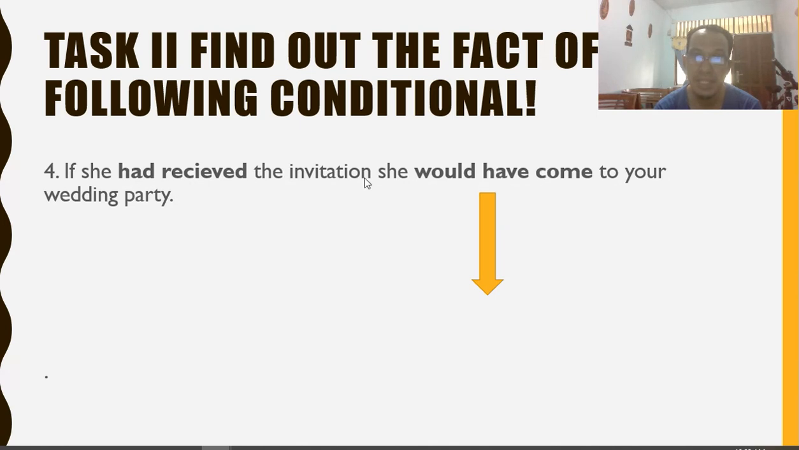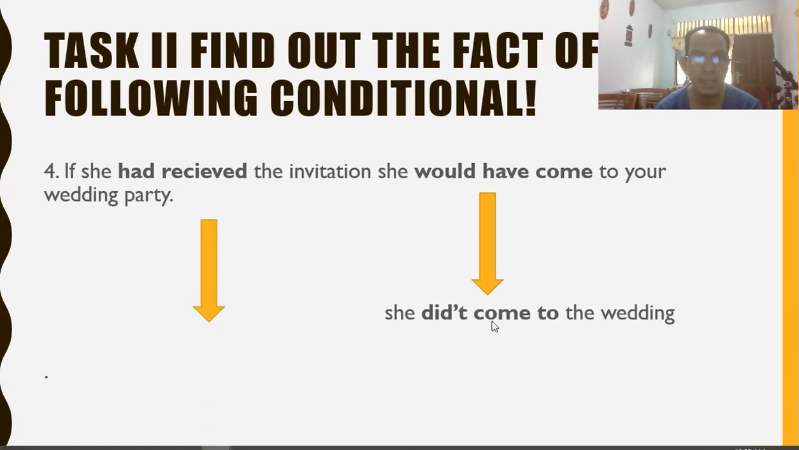Remember, this is conditional type 3 from the words had plus participle and would have plus verb 3, sorry. So the answer is she didn't come to the wedding party. Remember that this is conditional type 3, so the answer should be verb 2. This is positive and this is verb 2 negative.